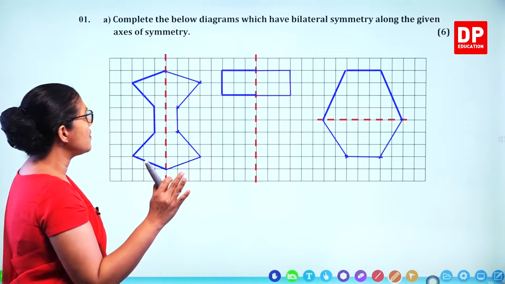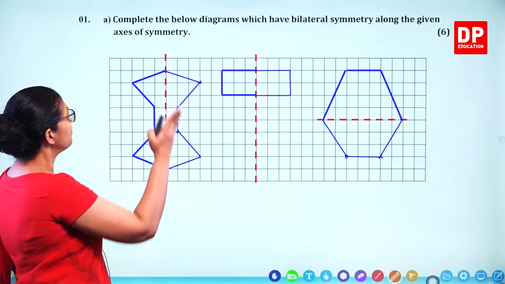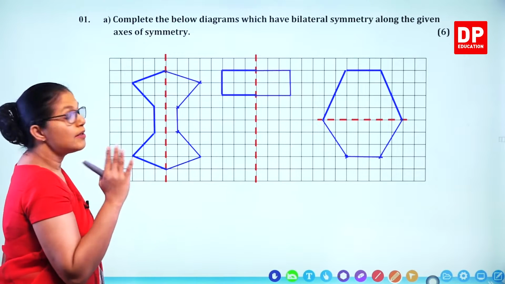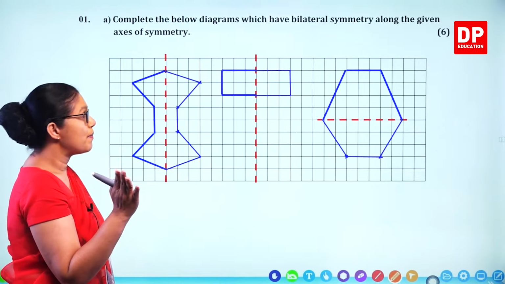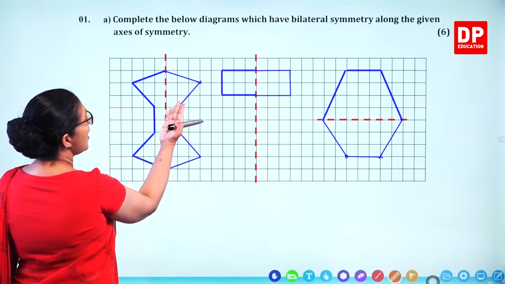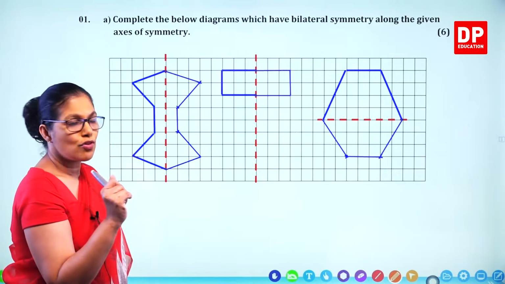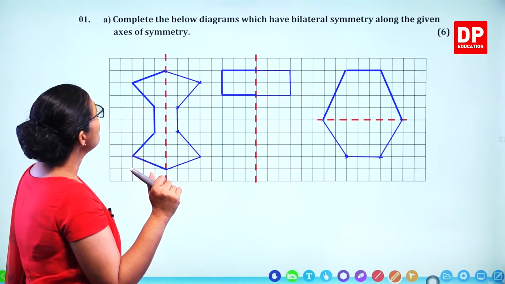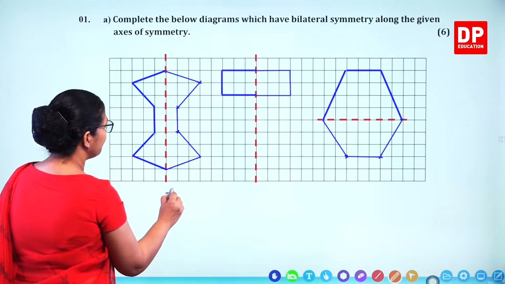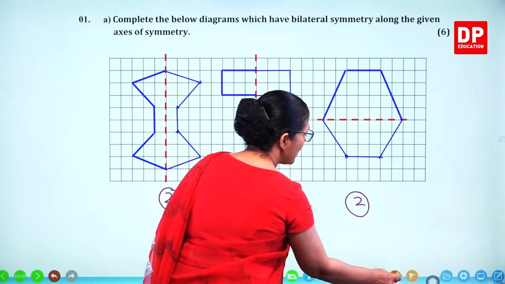Bilateral symmetry means you get minimum one axis of symmetry, or more than that, you get same side when you fold along the axis of symmetry. So you get 2 each, 6 marks, 2 each.